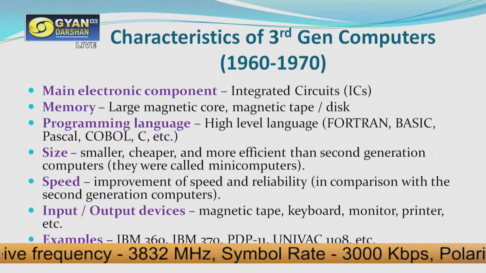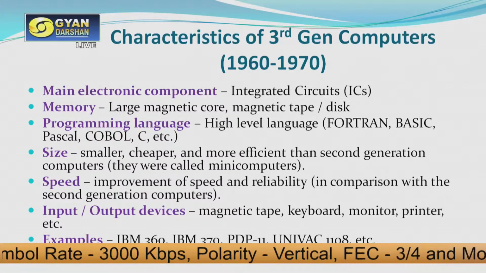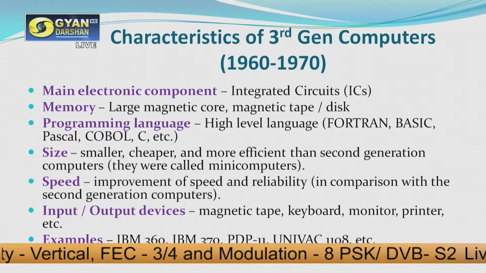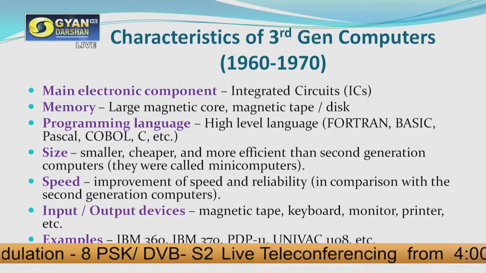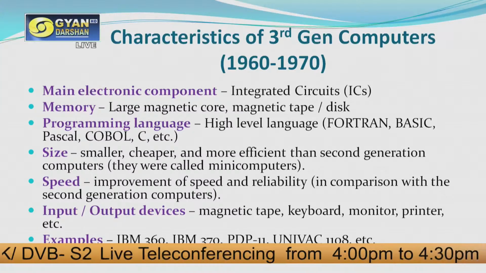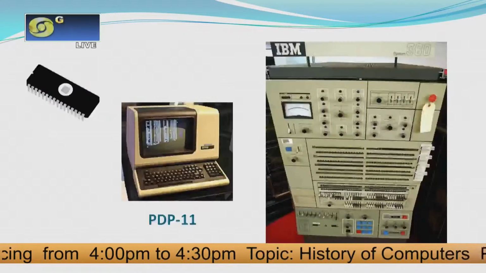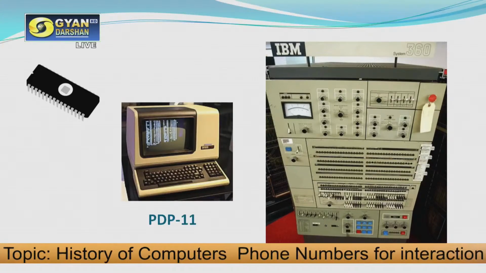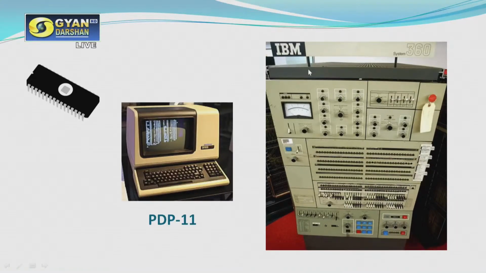Why? Because integrated circuits were used as the electronic component, and speed improved a lot when compared to the first and second generation computers. The input and output devices are the magnetic tape, keyboard, monitor, and printer. The examples are IBM 360, 370, PDP-11, and the UNIVAC model 1108, which come under third generation computers. You can see the IC, integrated circuit, placed on the left side, and then the PDP-11 and the IBM 360 are placed over here. So these come under the third generation computers.